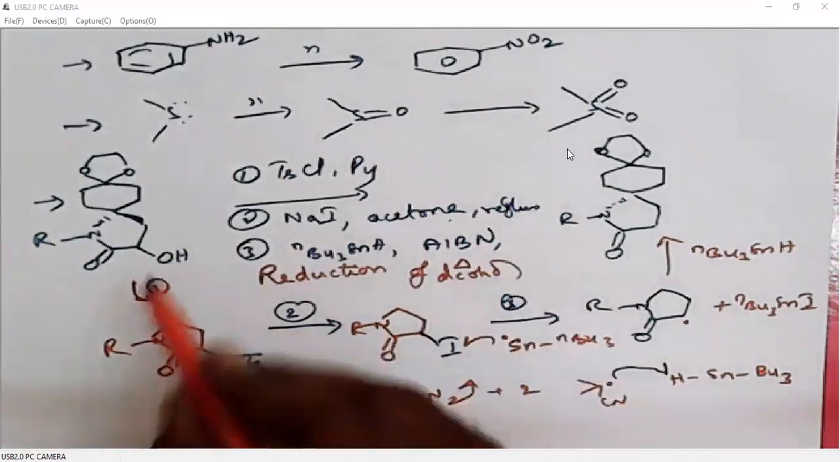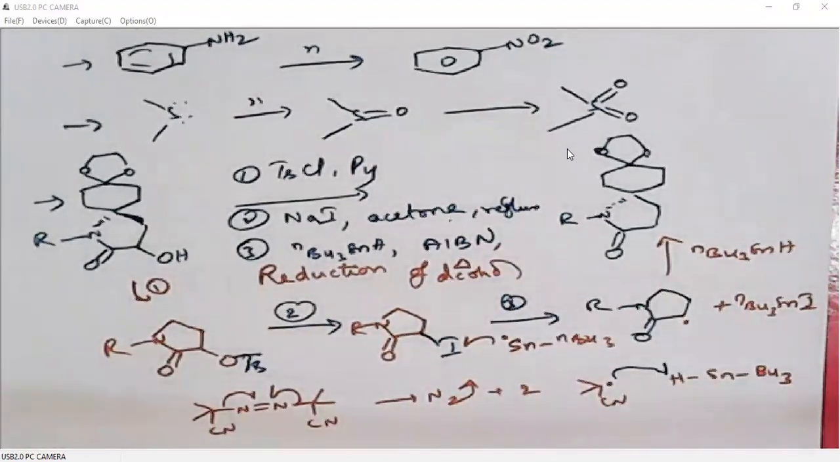You see, in the beginning OH is there, but in the end OH is not. It is not only alpha hydroxy ketones or something; any alcohol can be removed using these reaction conditions. So protect it as a tosylate, then replace it with iodine by treating with sodium iodide under reflux conditions. Then dehalogenation takes place with tributyl tin hydride and AIBN. So this is a reduction of alcohol.